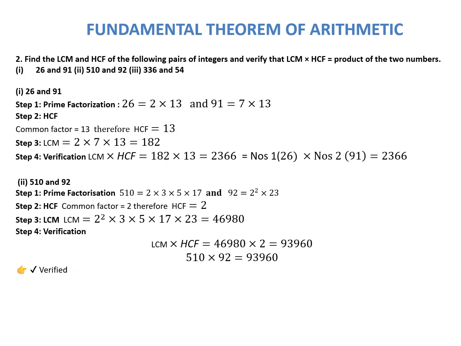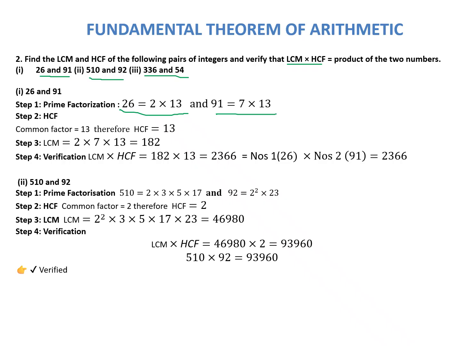Okay, so now we're going to talk about another question, which is to find the LCM and HCF of the following pairs of integers, and then verify whether LCM into HCF is equal to the product of the two numbers. We are given three sets of numbers: 26 and 91, another set 510 and 92, and another set 336 and 54. For the first set, 26 and 91, the prime factorization of 26 is 2 into 13, and for 91 it is 7 into 13.